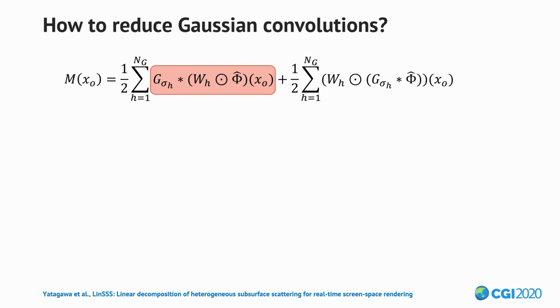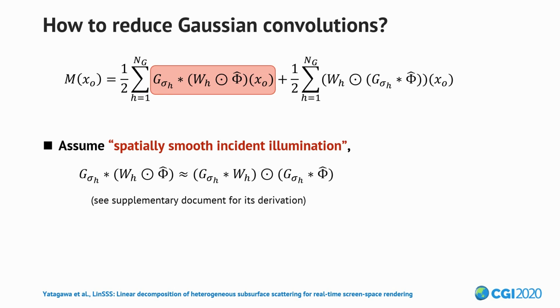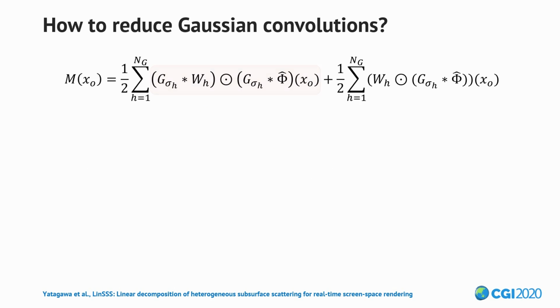Long story short, this term can be approximately transformed by distributing the Gaussian convolution to the functions multiplied in the parentheses. This approximation is given by assuming the incident radiant flux phi is spatially smooth. Please look at the supplementary document for the detail. By substituting this approximation, we can rewrite the equation like this. And by factorizing the common convolution terms, we can transform the formula like this again.